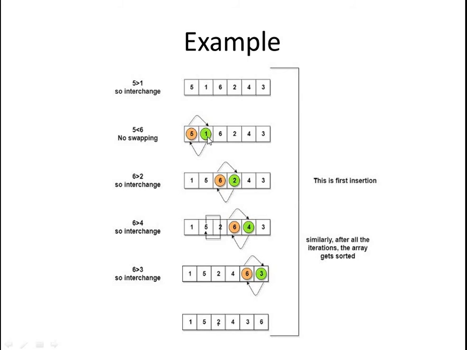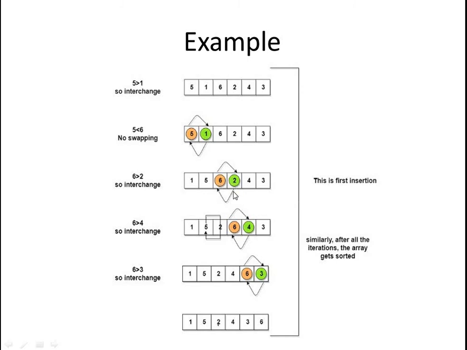And in the next step, we are checking if 5 is greater than 6, which is not true. So we need not swap. It is kept as it is. 5 in this place and 6 in this place.